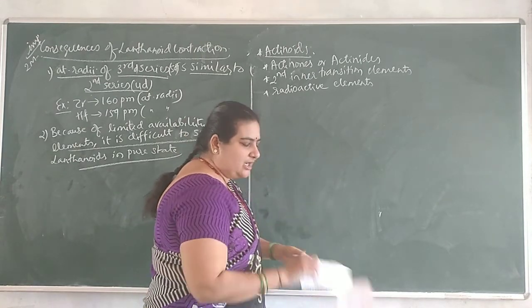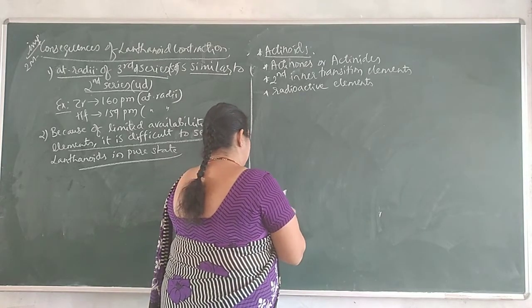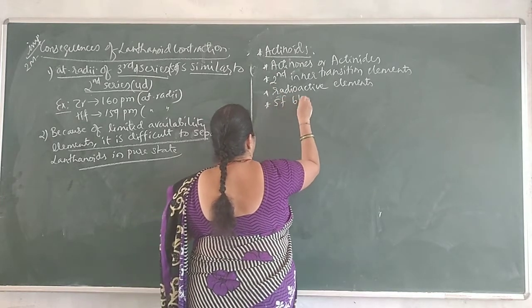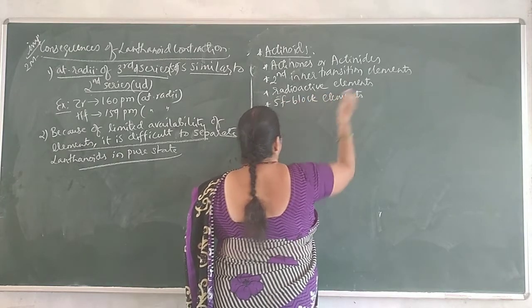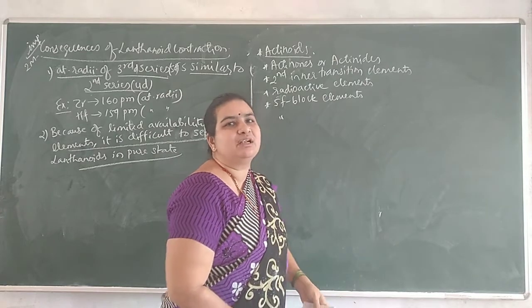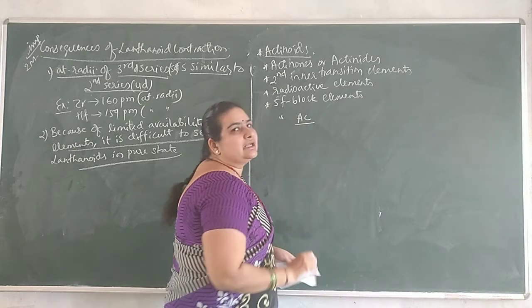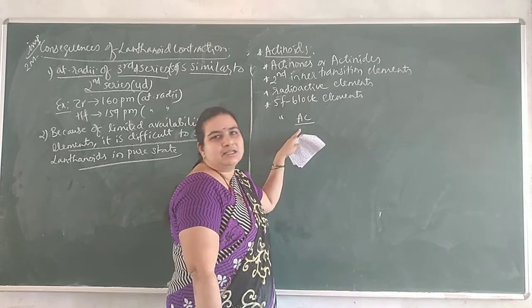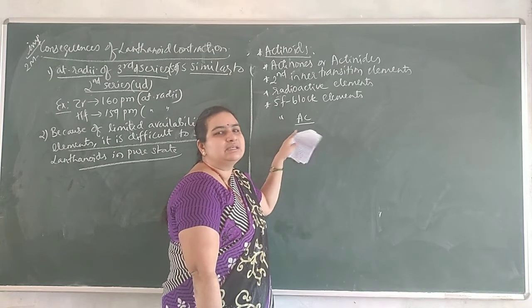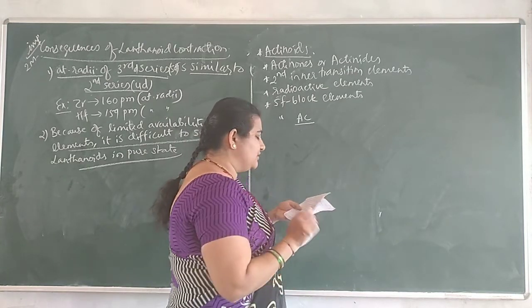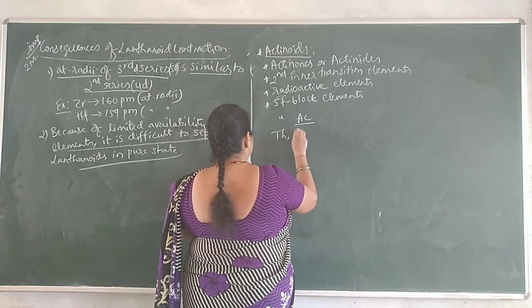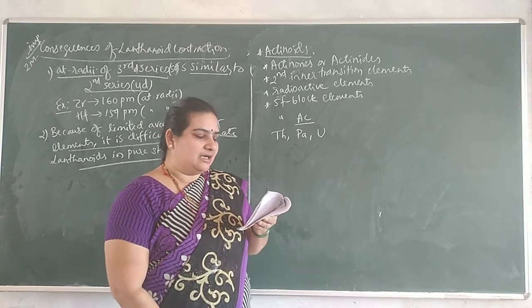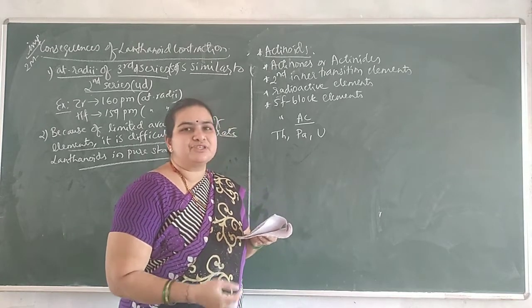These actinides are also called 5f block elements, where the 5f orbitals are progressively filled from actinium, because actinium resembles the actinides and has similar properties. The study of actinium is included in the actinides itself. Among the radioactive elements, thorium, protactinium and uranium are the naturally occurring ones, and the other 11 elements are transuranium elements. Transuranium elements are artificially prepared by man.